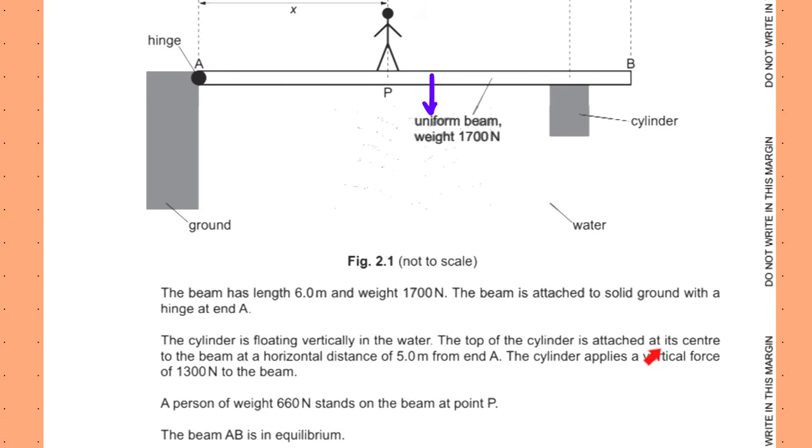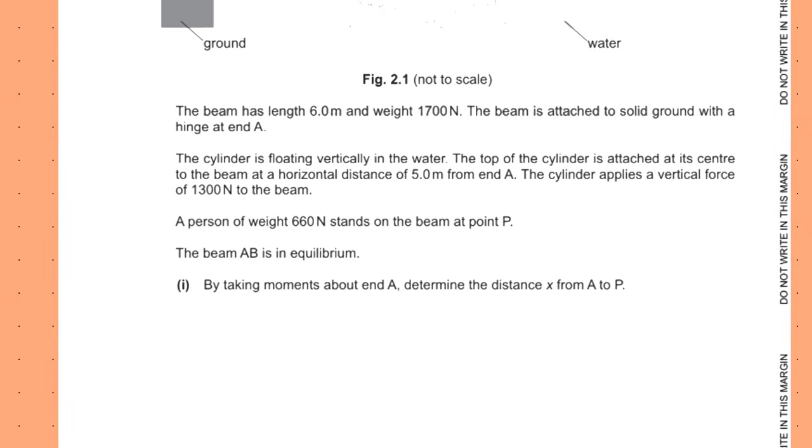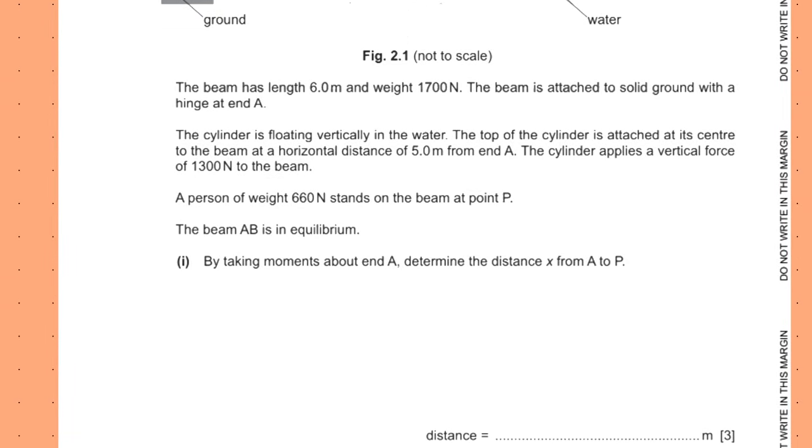The top of the cylinder is attached at its center to the beam at a horizontal distance of 5 meters from end A. The cylinder applies a vertical force of 1300 Newton to the beam. So this force is acting like this. This is 1300, this is 1700. And a person of weight 660 Newton stands on the beam at point P. Beam AB is in equilibrium. So we have those two conditions for equilibrium: total forces, so resultant force is 0, resultant moment is 0. And resultant moment is 0 is basically just saying that the principle of moments applies.